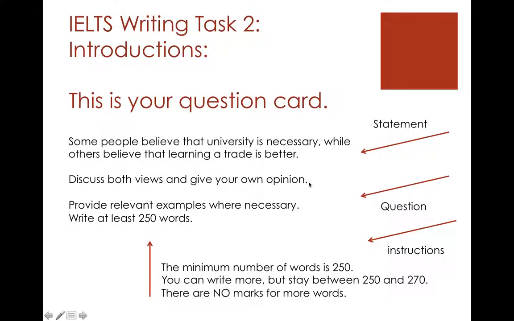So this is your question card. This is the statement, and these are the instructions. There's not really a question on this one. This is more of an instruction and instruction. So the statement is, some people believe that university is necessary, while others believe that learning a trade is better. Now the instructions say, discuss both views and give your own opinion.